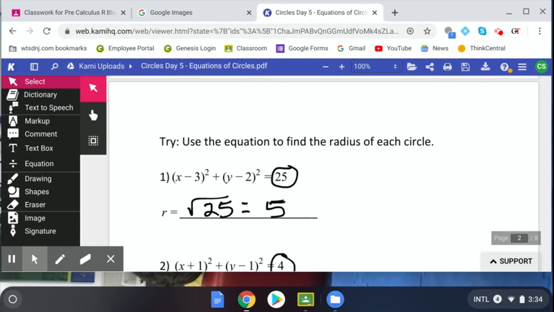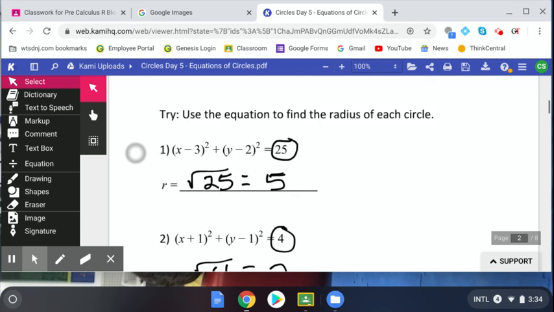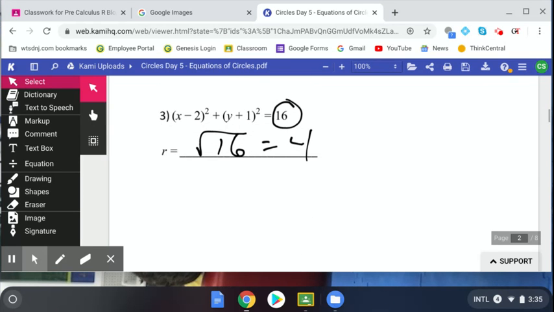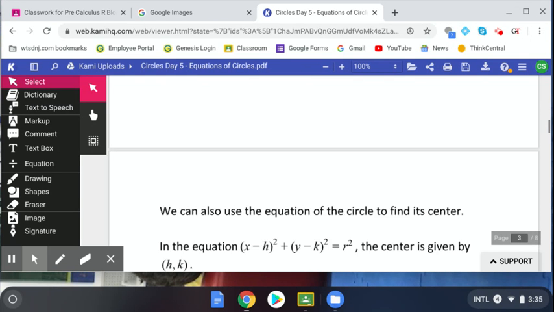How would you determine the radius of this equation? Well, you'd take the last number once again, which is 25, and then take the square root of 25, and you get 5. Same thing for this equation. The number on the right-hand side is 4. If 4 is the radius squared, you take the square root of 4 and find that the radius is 2. If the last number is 16, you take the square root of 16 and find that the radius is 4.